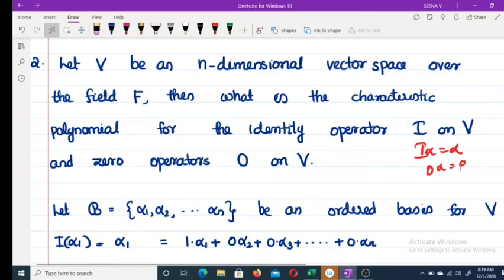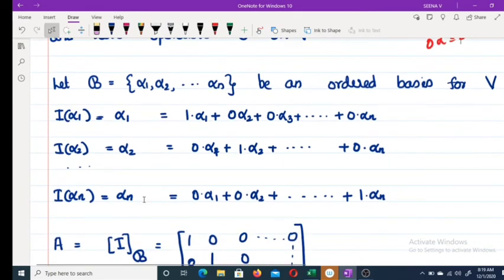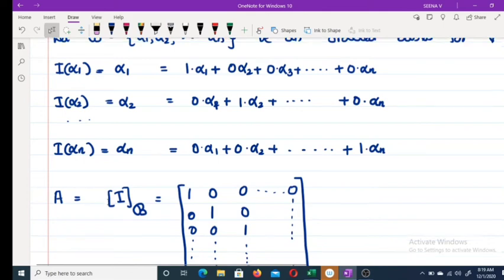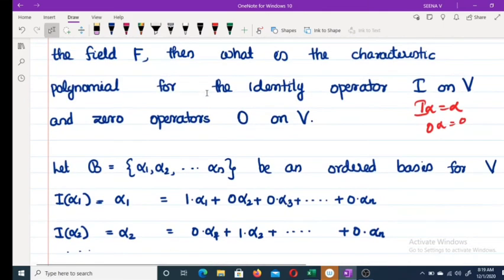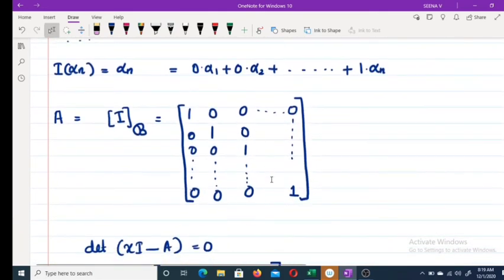First we have to find the matrix of I related to this basis. I alpha 1 is equal to alpha 1, and that you can write as 1 alpha 1 plus 0 alpha 2 plus etc. plus 0 alpha n. I alpha 2 is equal to alpha 2, that you can write as 0 alpha 1 plus 1 into alpha 2 plus etc. plus 0 into alpha n. I alpha n is equal to alpha n, which is equal to 0 alpha 1 plus etc. plus 1 into alpha n. Therefore, A equal to the matrix of I related to B, and you can write the coefficients as columns: 1 0 0 0, 0 1 0 0, etc., 0 0 0 1.